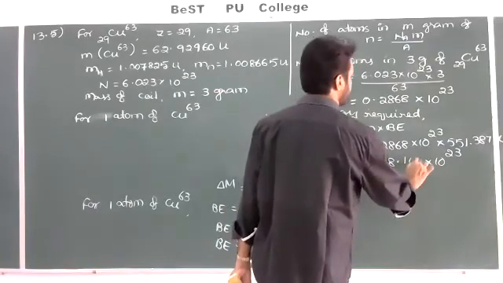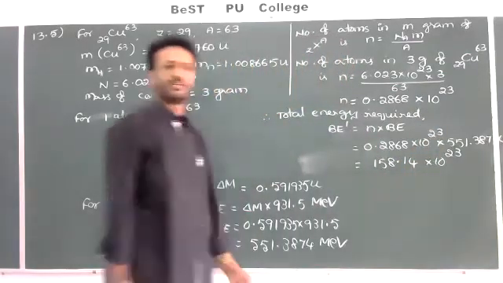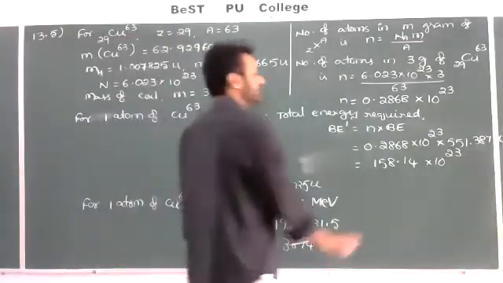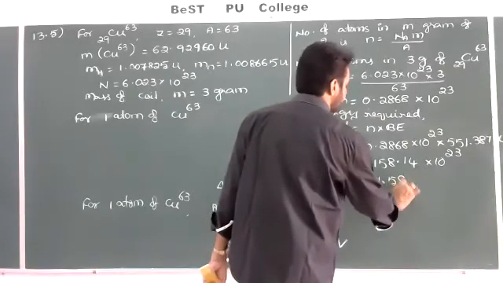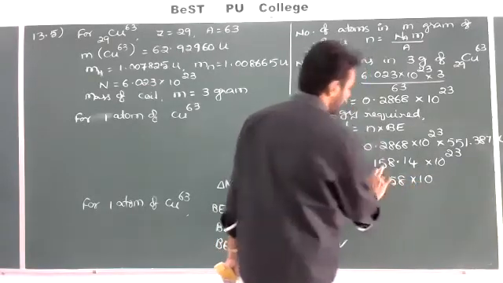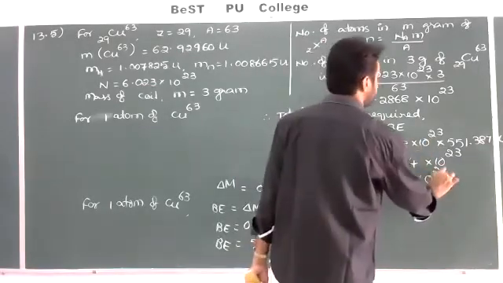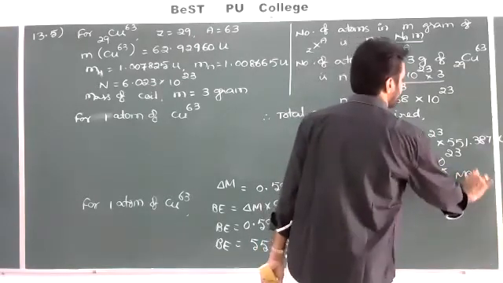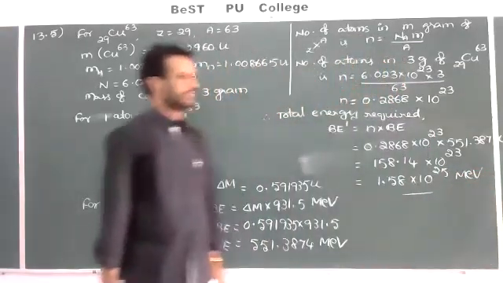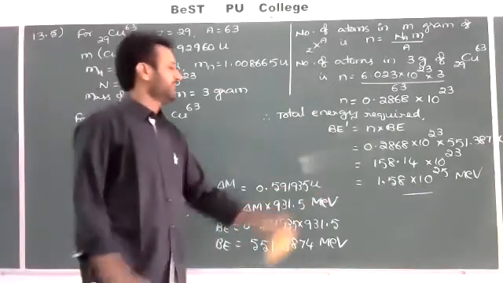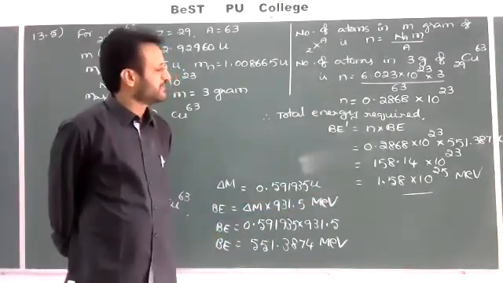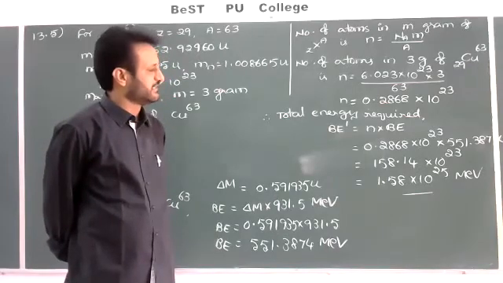We get 158.137, which means rounding off to 4 digits, 158.14 into 10 power 23 MeV. Or we may adjust the value: 1.58 into 10 to the power of 25 MeV. Check the correct answer. 1.58 means rounding off the value, nearly 1.6 into 10 power 25.